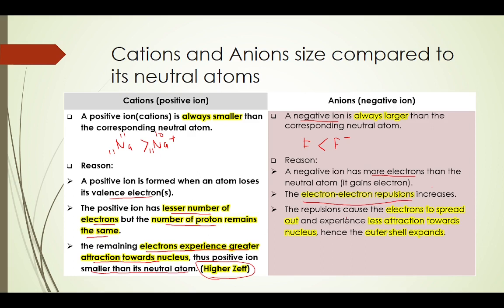It means that the electrons inside the atom will repel each other. Because of the repulsion that occurs, the electrons will spread out and experience lower attractive forces towards the nucleus. Therefore, the outer shell expands, and that is the reason why a negative ion is always larger than its neutral atom.